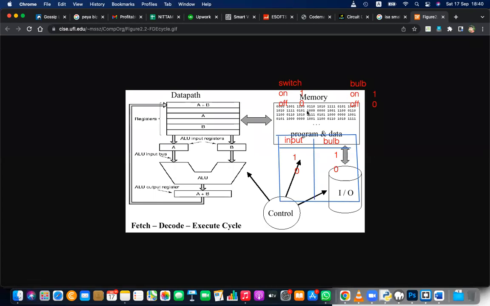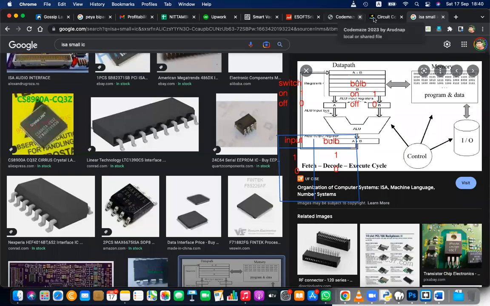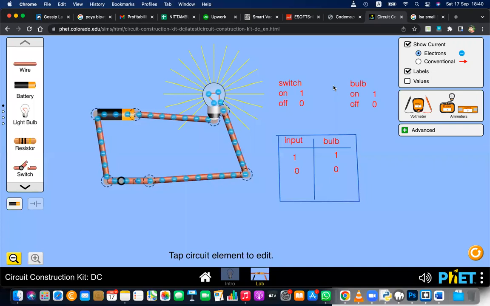You can see this memory. Memory has this 1-0 representation, and this is actually called the data path and the control and the IO. Right? Basically, we will learn this in our second lesson, how these things are working together. Actually, it's working with this language, the machine language. But the thing is very complicated when it becomes a complicated circuit. But this is a very simple circuit, just an on-off circuit, and it is simple.